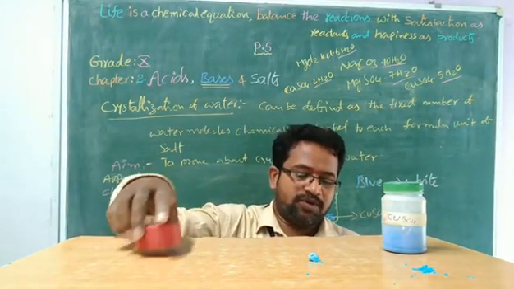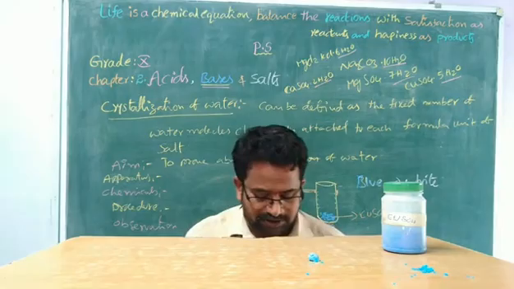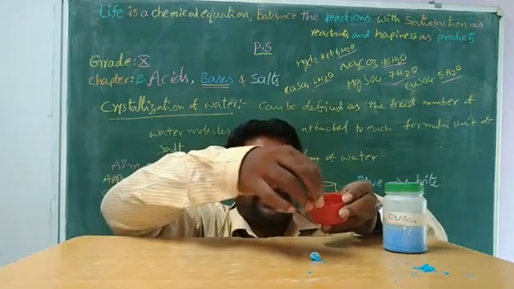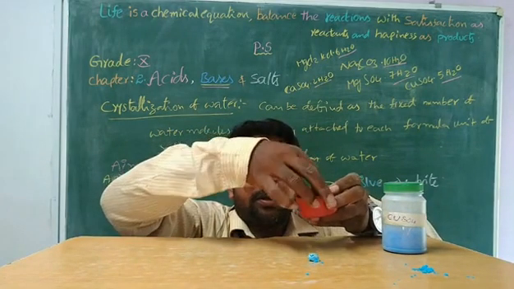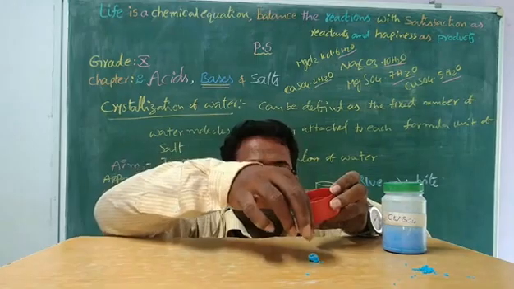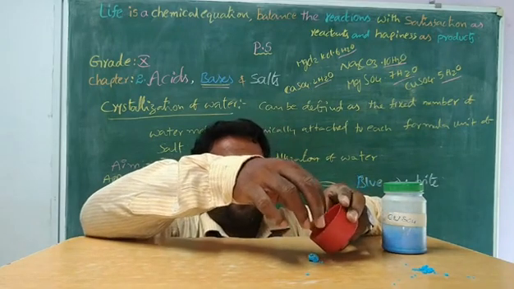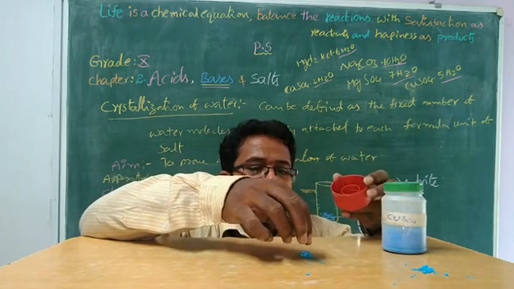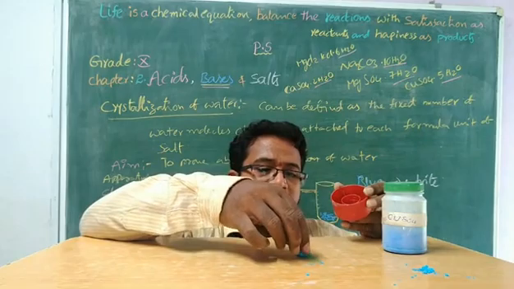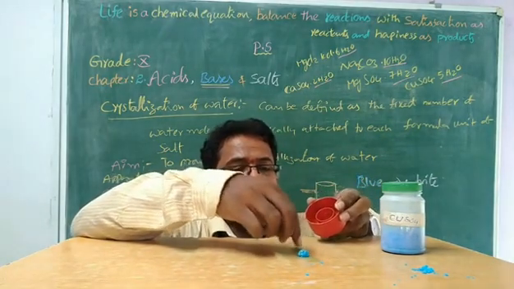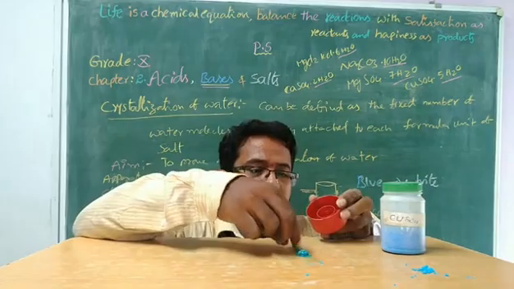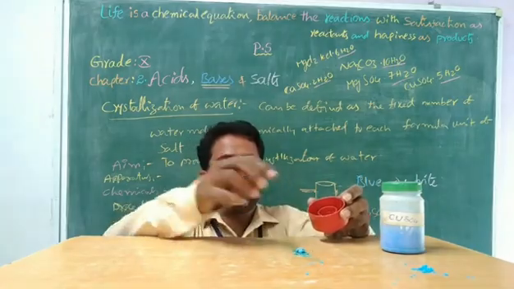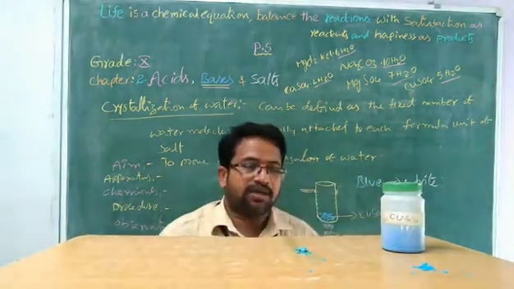Now I am going to add some water droplets to the copper sulfate. It is white in color now at the top, and I am going to add some water droplets to it. So drop by drop I am adding water to it. You can observe what is going to happen to this. I am going to add some water molecules now. You may see the changing of the color here. Again it is changing into blue.